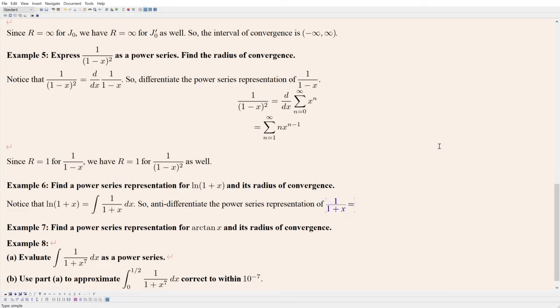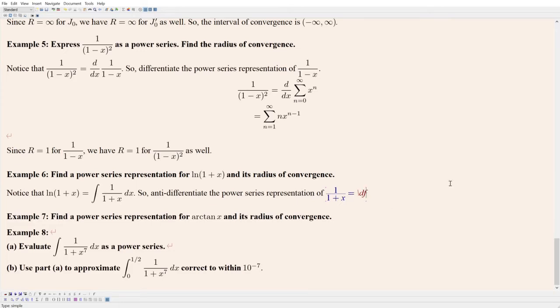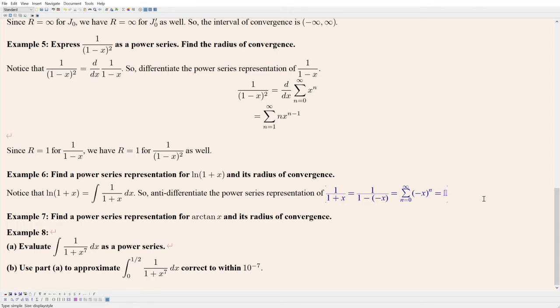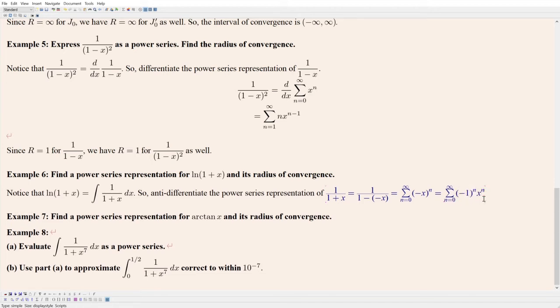Incidentally, while we're here, what is the power series representation of 1 over 1 plus x? Well, we would want to write this in the form 1 over 1 minus stuff so that we could use the geometric transformation. And that's not too hard. All the ingredients are already there. So in this case, stuff is negative x. Like so.